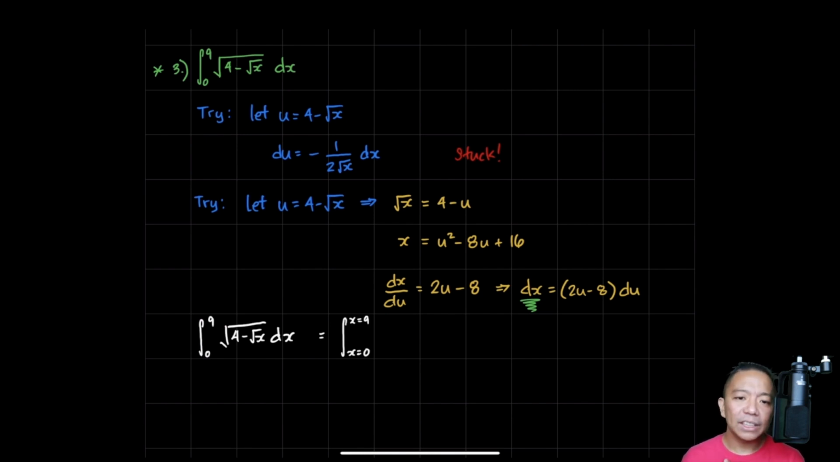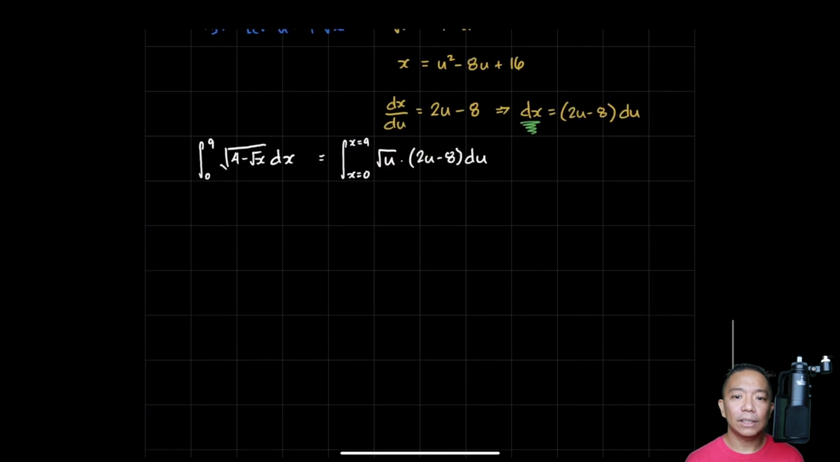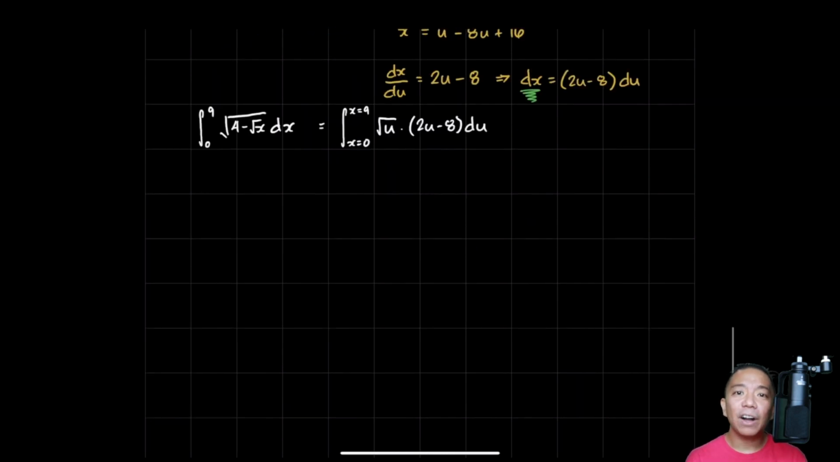Again, I'm using x equals 0 and x equals 9 to emphasize na hindi pa ako nagpapalit ng limits of integration ko. This is our expression, square root of u. And square root of u is equal to square root of 4 minus square root of x. Now, ang kasunod dito ay dapat dx na, di ba? But dx is equal to the quantity 2u minus 8 du. So, let's write it down. So, ayan na. We have our integral in terms of u.